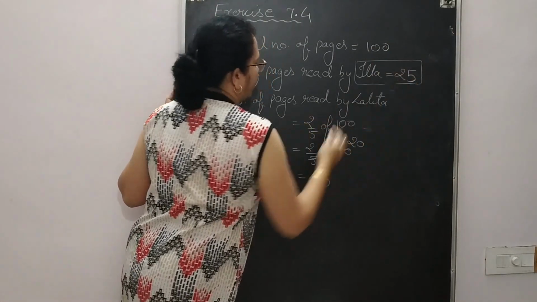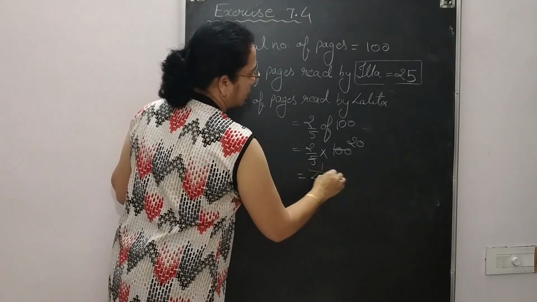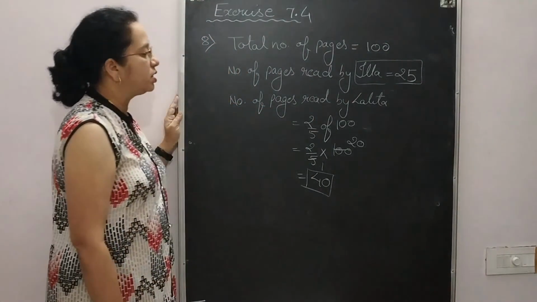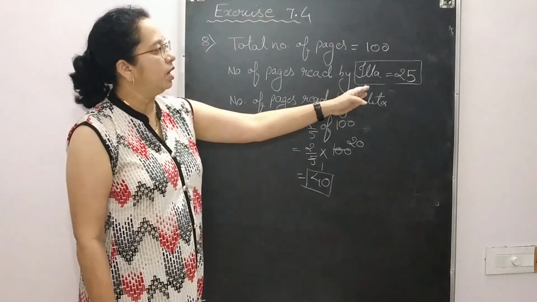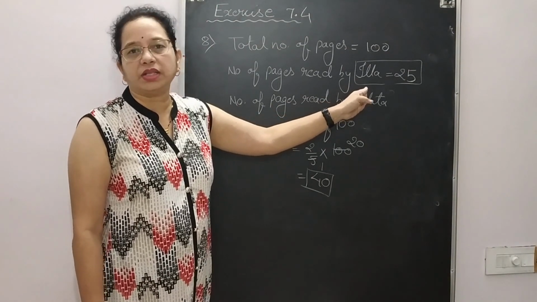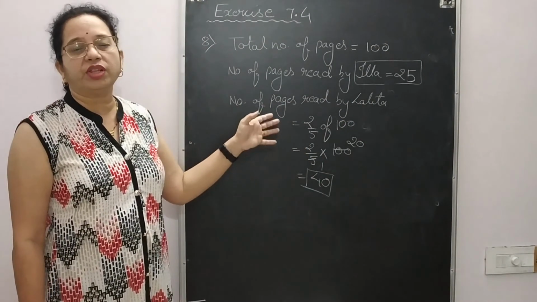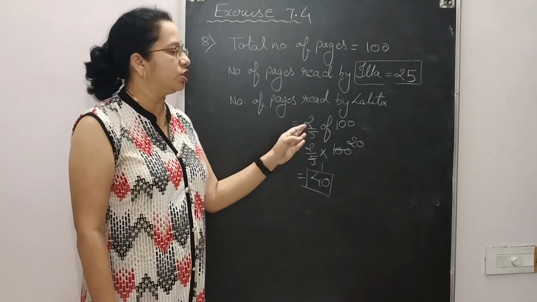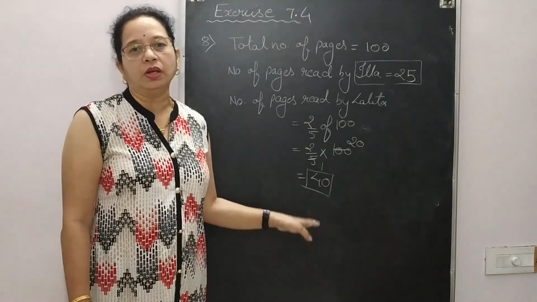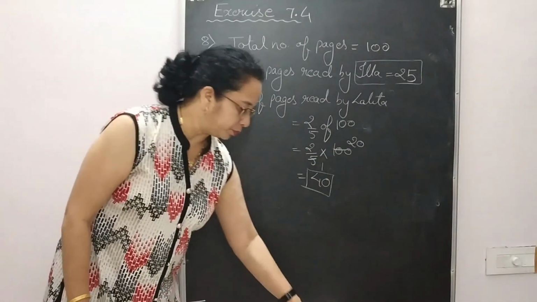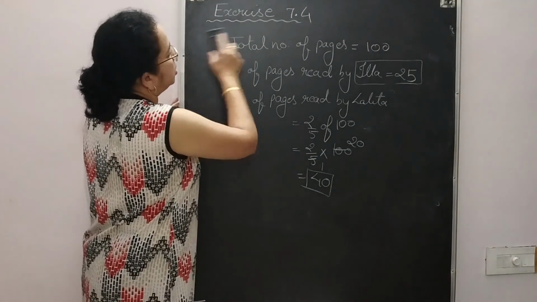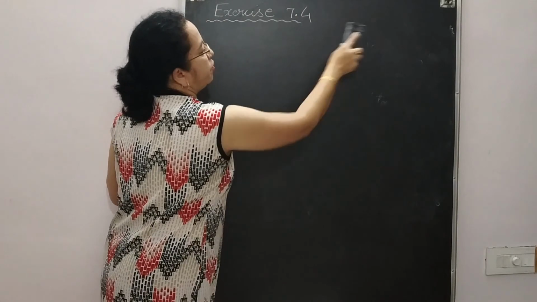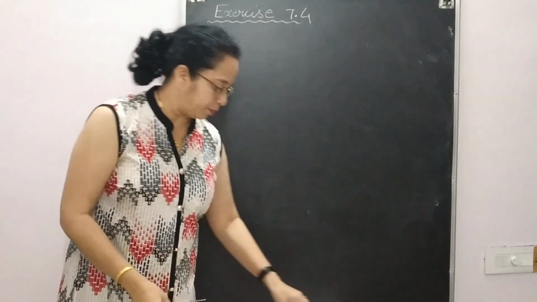So how many pages Ila read? 25. And how many pages Lalita read? 40. So what is the question? Who read less pages? So definitely Ila read less pages. You can do comparison with fraction also, but instead of doing comparison of fraction, it's better to convert this fraction into number of pages and solve. But both the ways are correct. This is the magic of maths. We can solve one sum with different ways, but your answer is same.